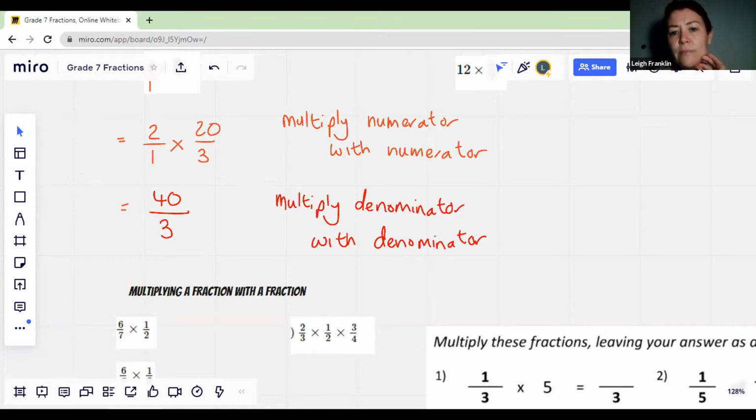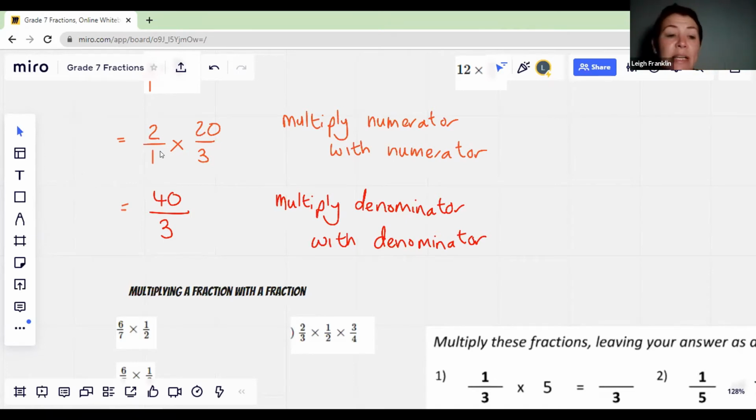I would put 2. Where would you put 2? Ma'am, in front of the 40 over 3. In front of the 40 over 3. Okay. Why would you put 2 there, Tumisho? Ma'am, because I multiplied it by 2.